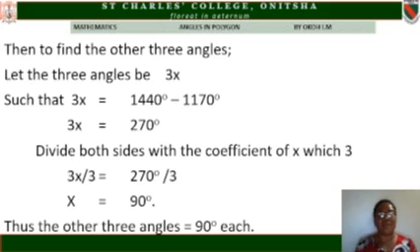Then, to find the other three angles, they say that the three angles are equal. So let's call each of the other three angles x. So we have now 3x is equal to the sum of the angles minus the angles given to us. So we have 1440 degrees minus 1170 degrees. So we have 3x is equal to 270. Divide both sides by the coefficient of x, which is 3. So 3x divided by 3 will give us x, and 270 divided by 3 will give us 90. Thus, the other three angles are equal to 90 degrees each.